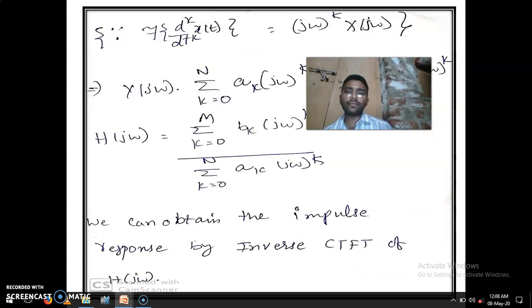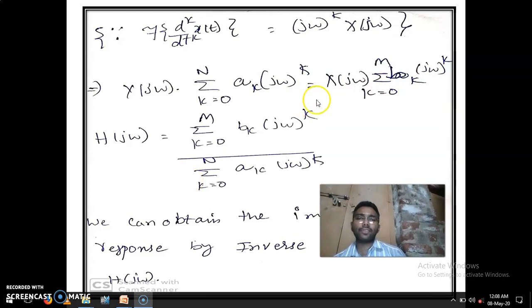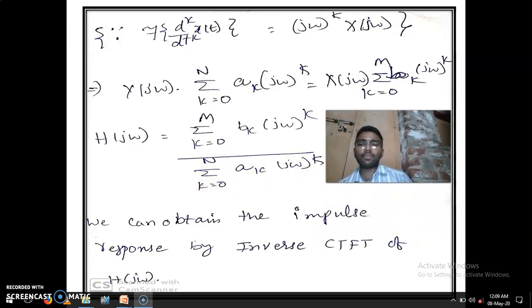Now I want to find out what H of j omega is. H of j omega is nothing but Y of j omega divided by X of j omega. So this is given by summation over k equal to 0 to capital M bk into j omega to the power k, divided by summation over k equal to 0 to capital N ak multiplied with j omega to the power k. So we can obtain the impulse response of this system by doing the inverse continuous time Fourier transform of H of j omega.